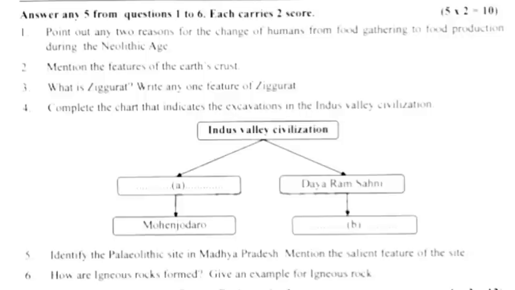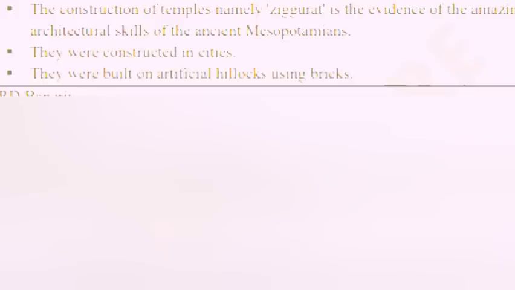3. What is ziggurat? Write any one feature of ziggurat. Answer: the construction of temples, namely ziggurat, is the evidence of the amazing architectural skills of the ancient Mesopotamians. They were constructed in cities. They were built on artificial hillocks using bricks.